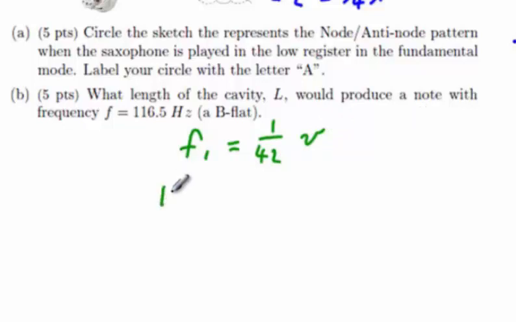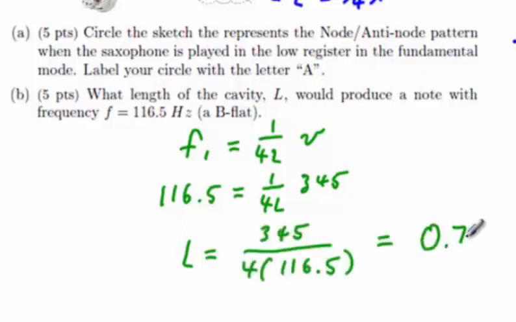Plugging in what we know, we'll have a frequency of 116.5 Hz, an unknown length, but the velocity will be the velocity of sound in air, which is 345 meters per second. The only unknown in this expression is the length, and so solving for that, we get the result 0.74 meters.